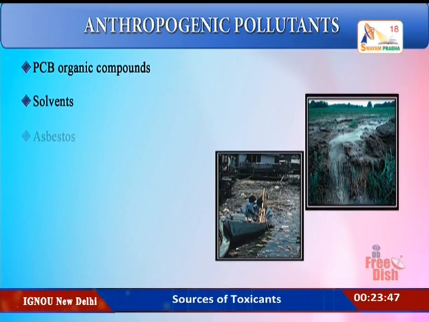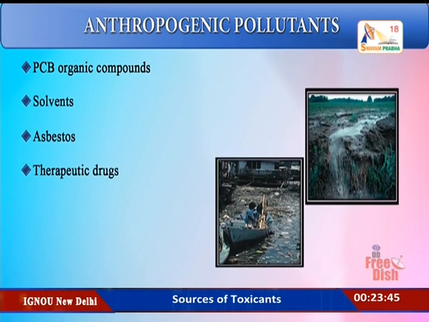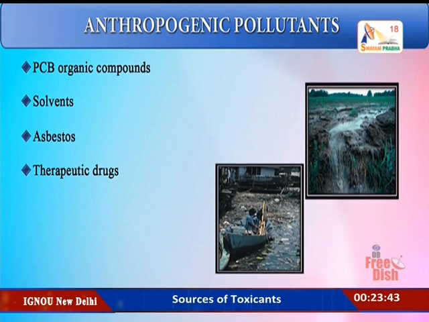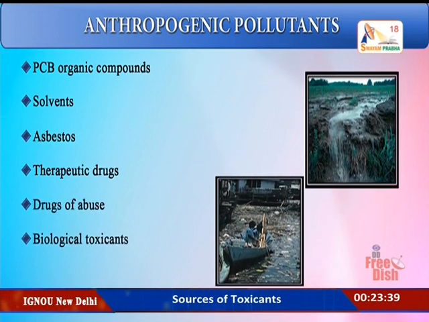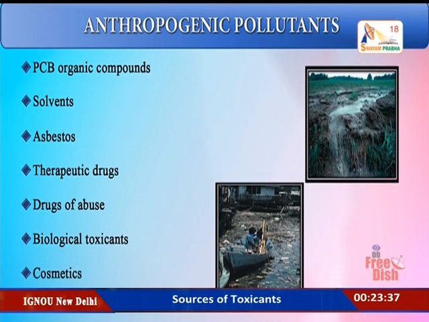There are solvents, then asbestos, therapeutic drugs which are being administered to patients and people, drugs of abuse, biological toxicants, and also cosmetics, last but not the least. So all these are the various types of toxicants and pollutants which can exert toxic effects in human beings. First, coming on to the air pollutants.